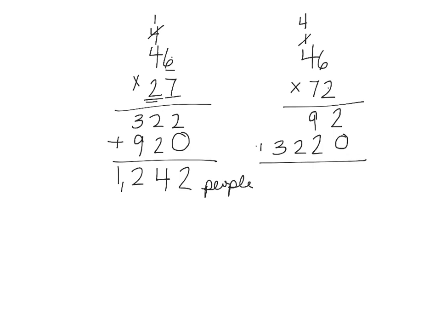Now I'm going to add these up. 2 plus 0 is 2. 9 plus 2 is 11. Carry my 1. 1 plus 2 is 3. Bring down my 3. And 3,312 spectators. Now, if you can do it without crossing out the 1, that is fine. But for now, while we're learning, you might want to consider doing that. Okay, let's move on.